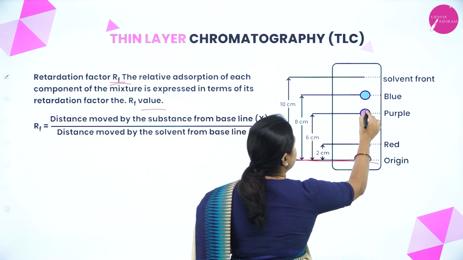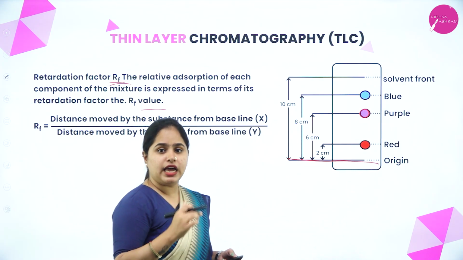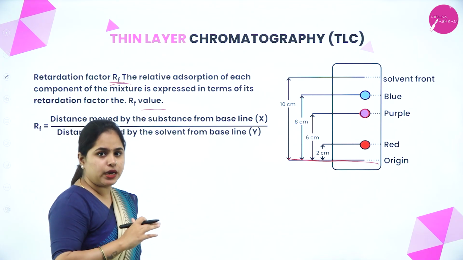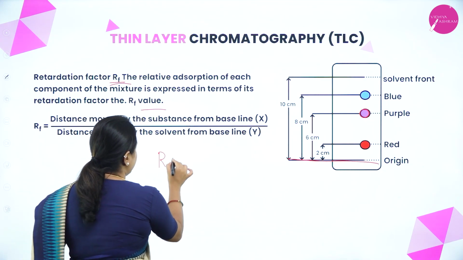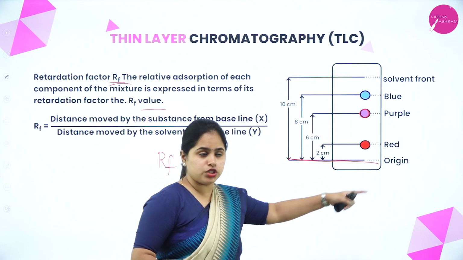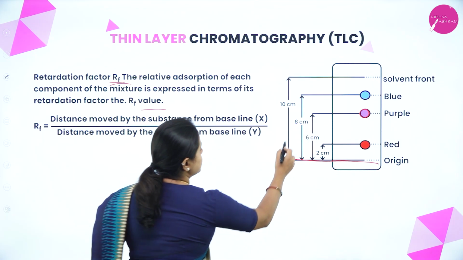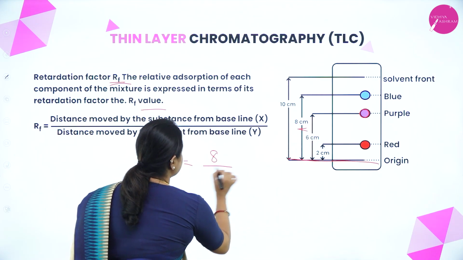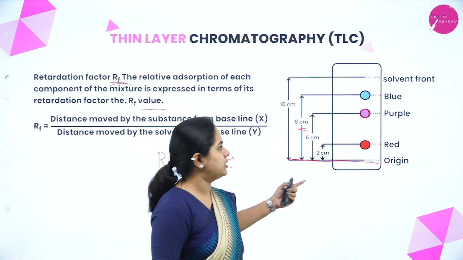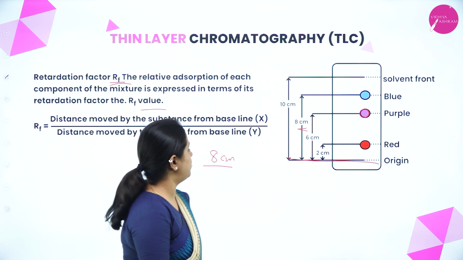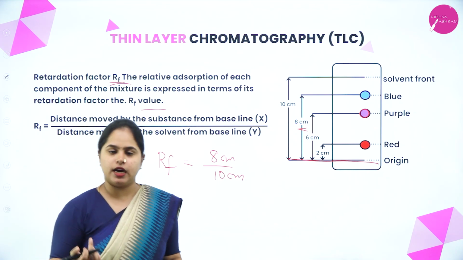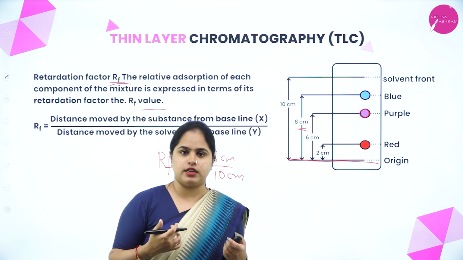So let's take the case of purple. I have to find out the extent of adsorption or relative adsorption of the purple substance. So RF will be equal to how much distance the purple has traveled from the initial or origin state. It is 8 centimeter, as you can see. So 8 divided by how much distance the solvent has traveled? 10 centimeter. So 8 by 10 will give you the retardation factor.